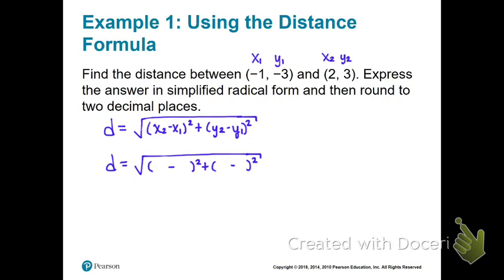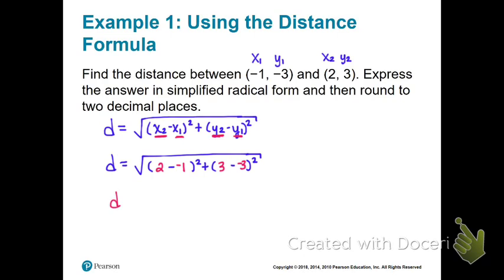Alright, so let's plug in our point. So what is x2? 2. What is x1? -1. What's y2? 3. And what's y1? -3.